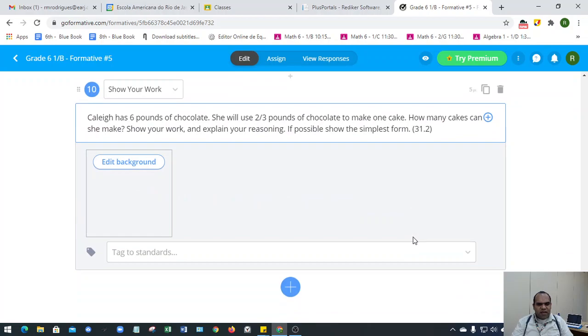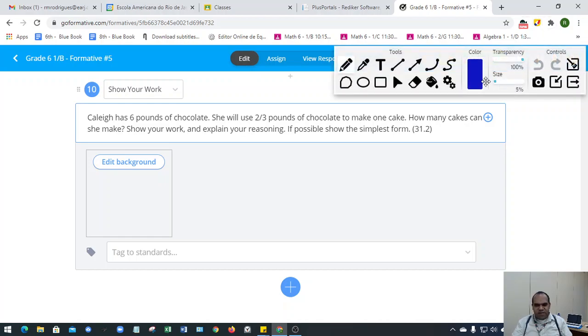Number 10. Kaylee has 6 pounds of chocolate. She will use 2/3 of a pound of chocolate to make one cake. How many cakes can she make? Show your work. Same thing, guys. Same idea. Here I have 6 pounds of chocolate. I divide this guy by 2/3, because I use 2/3 to make one cake. And remember, I flip this guy here. And I have a whole number, 6 over 1. I remember this one. Let's go ahead.